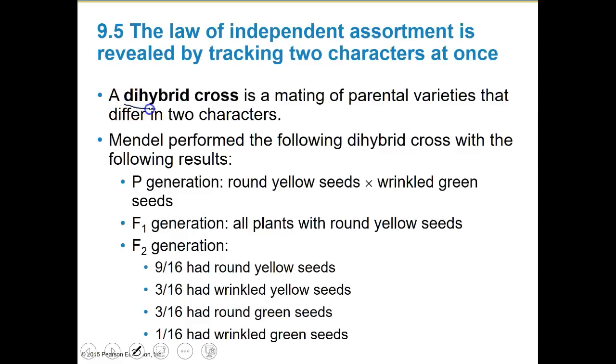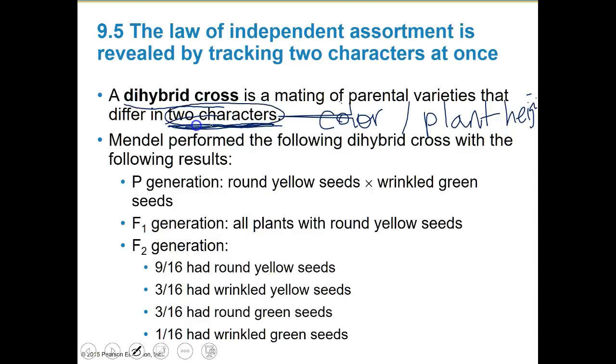So a dihybrid cross actually is mating of parental varieties in two characters. Two characters. So if we wanted to see what would happen, what's the probability of having certain flower colors and plant height. That would be what we're doing, is we're crossing for two particular characters. I'm sorry, I wrote all over that.